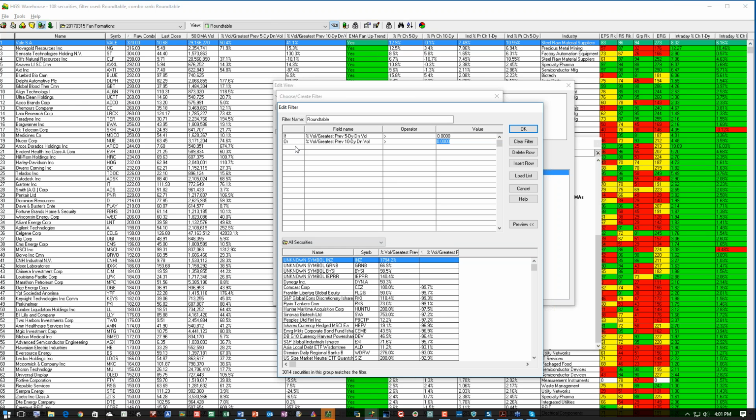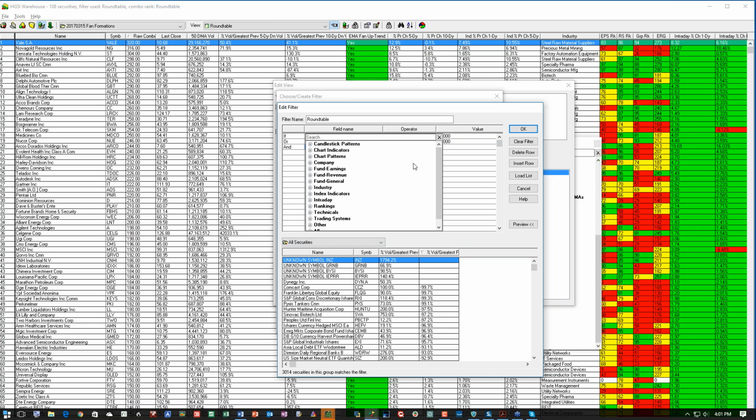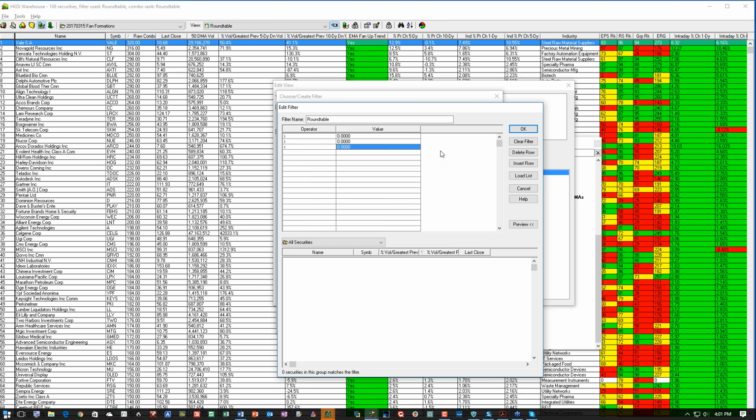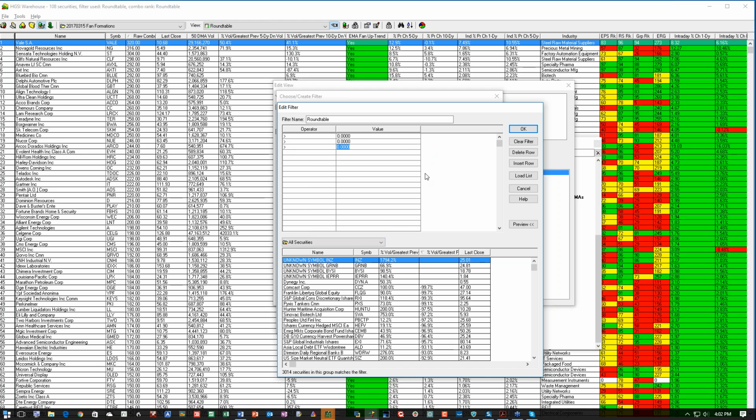Now I'm going to continue to build this. I want the last close. I'll just make it $5 and above. Whoops, what did I do there? Greater than 5.